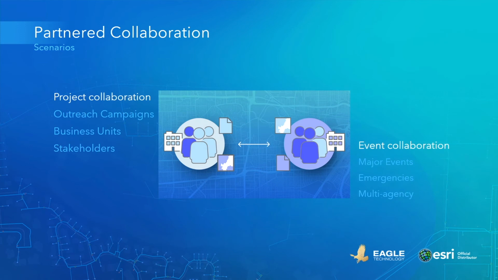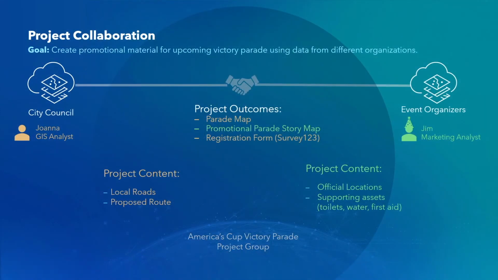Let's explore partnered collaboration through 2 common scenarios: projects and events. Partnered collaboration allows increased project-level collaboration abilities. Users can now set up collaborations with other organisations and work on maps and apps together with the layers shared with this group, and can also collaboratively create content together, something not previously possible with ArcGIS Online groups, which spanned between 2 organisations.